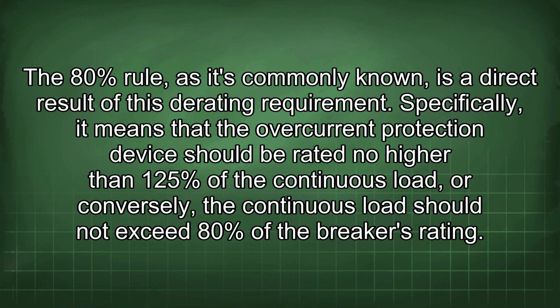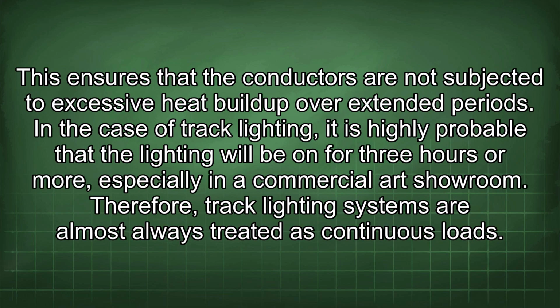Specifically, it means that the overcurrent protection device should be rated no higher than 125% of the continuous load, or conversely, the continuous load should not exceed 80% of the breaker's rating. This ensures that the conductors are not subjected to excessive heat buildup over extended periods.